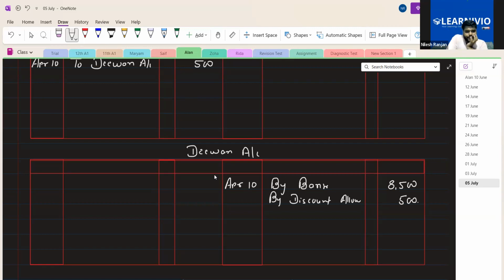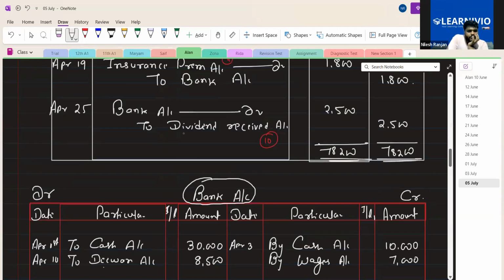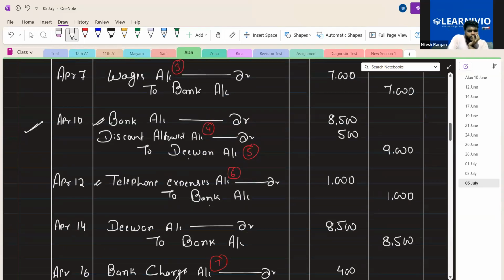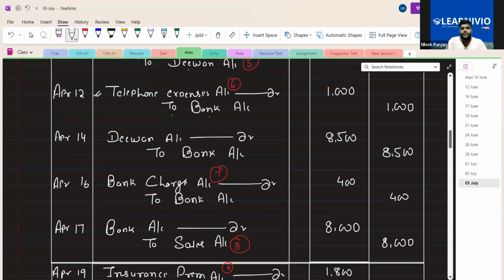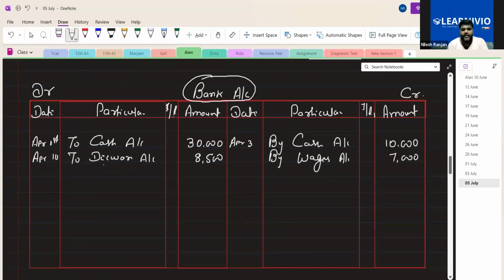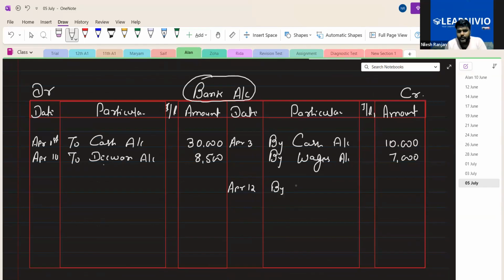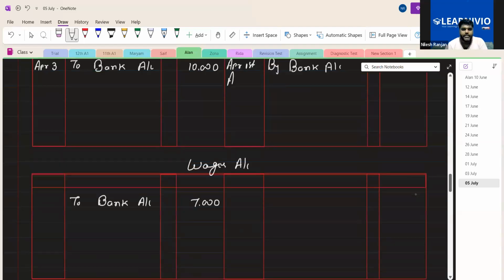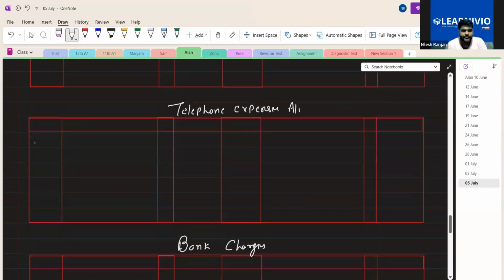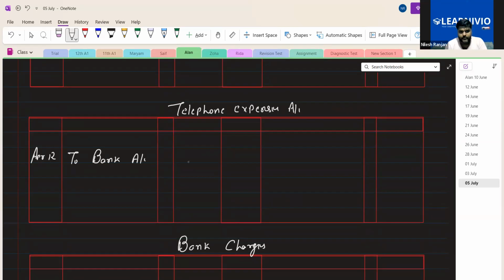After this, telephone expenses to bank. So in the bank account, "by telephone expenses, 1,000." And in telephone expenses, 1,000.